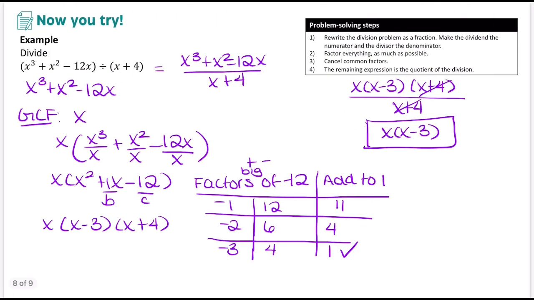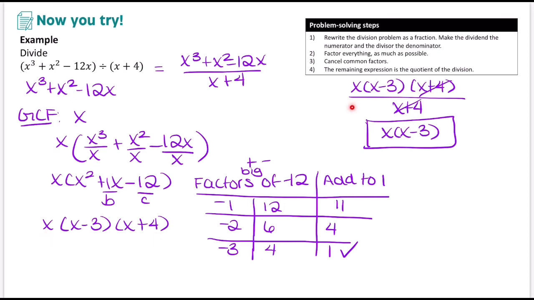Once again, we rewrite this as a fraction. We have x cubed plus x squared minus 12x over x plus 4. Notice that the numerator has a GCF of x that we can factor out. Then we're left with x squared plus x minus 12. We need two factors of negative 12 that are going to add up to b, which is 1 in this case. Negative 3 and 4 are the pair that works. So we have x, our GCF, times x minus 3 times x plus 4.